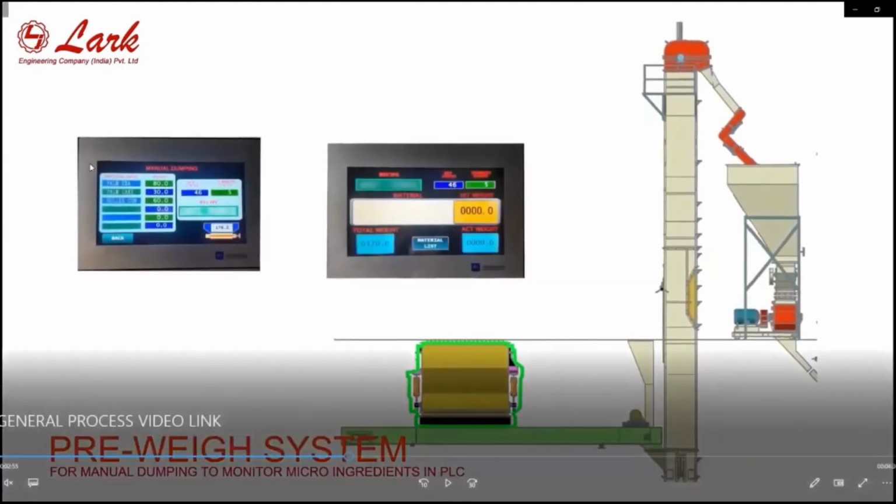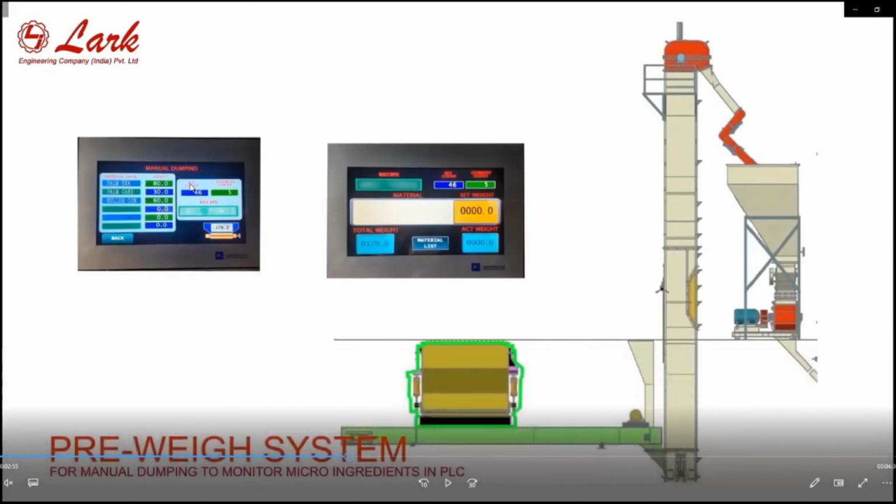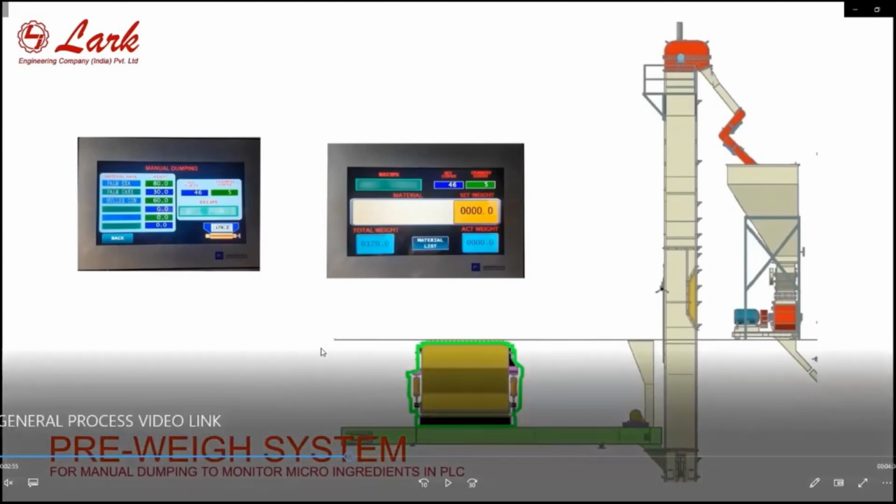Like this is a manual dumping screen. Here is the item name and the set weight. The name displays on the screen, and the operator putting the material manually into the grinder elevator has to maintain the sequence as per the PLC screen, and everything can be recorded. Instead of 80 kg, if he puts 82 or 84, that can be monitored and controlled even in the manual process.